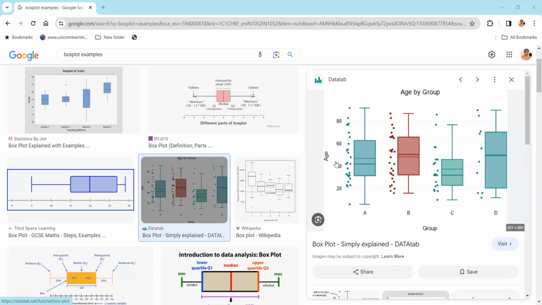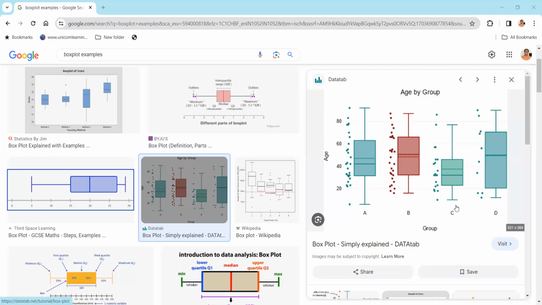So the younger group is in C, and in D there are a wide number of people of different ages. Perfect. A and B are very similar, with around 20 to 60. But you have values at maybe 10 also, right? So we have values beyond 20 and maybe beyond 80 also, right? Apart from that, what you said is right.